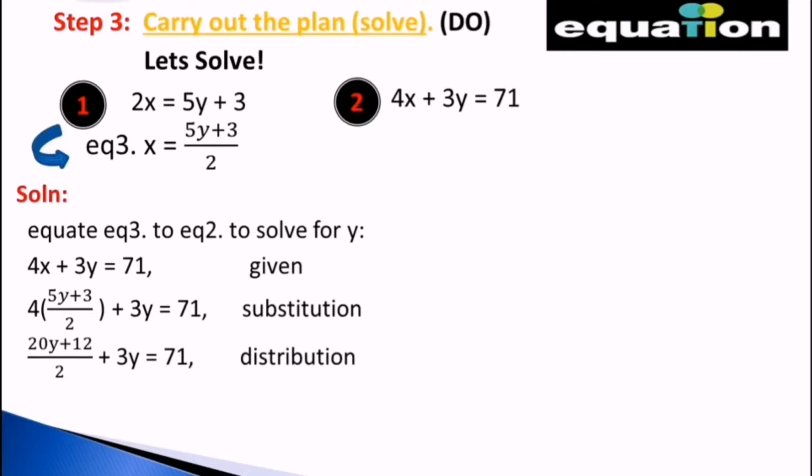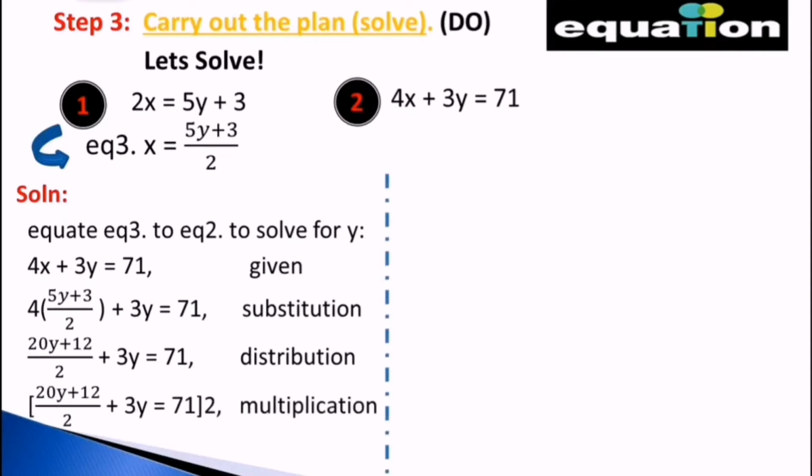Right after that, it's hard for us to solve an equation if there is a denominator. So it's best to multiply the whole equation by 2, that is by multiplication, in order for us to remove the denominator of 2.